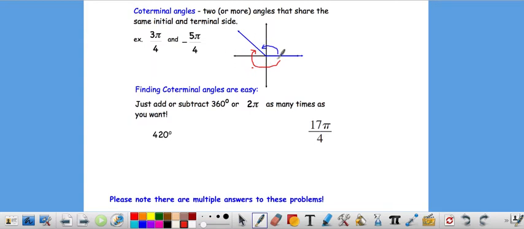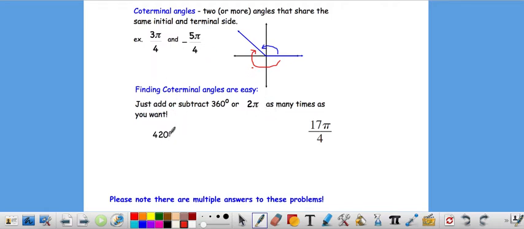So to find these coterminal angles, you can add or subtract 360 degrees as many times as you want. Or likewise, if you're working with radians, you can add or subtract 2 pi as many times as you want. Every angle has an infinite number of coterminal angles because you can just keep adding or subtracting 2 pi.